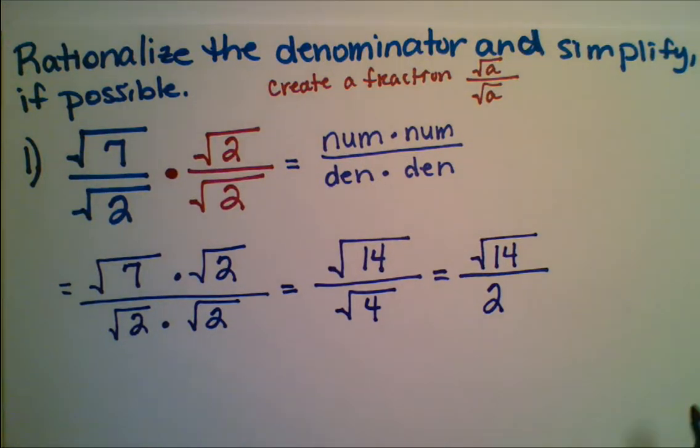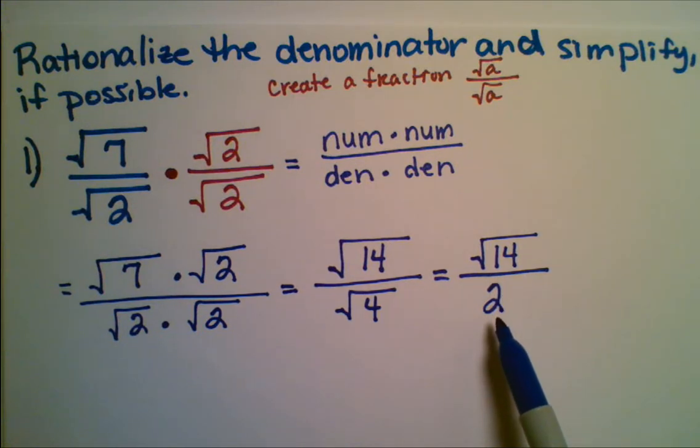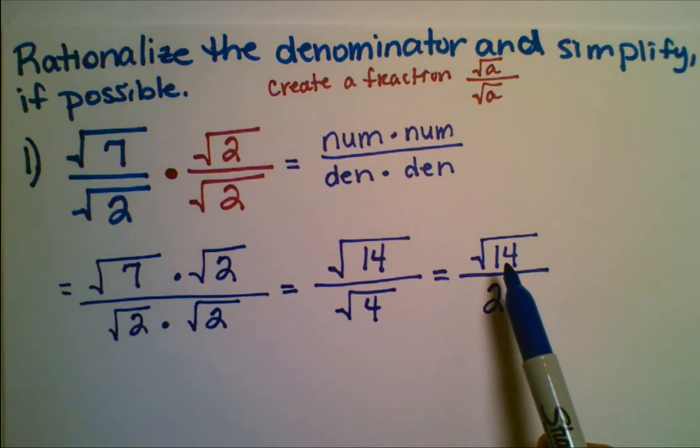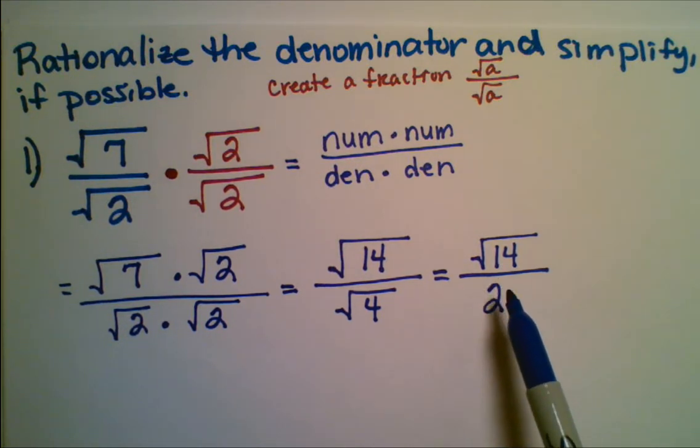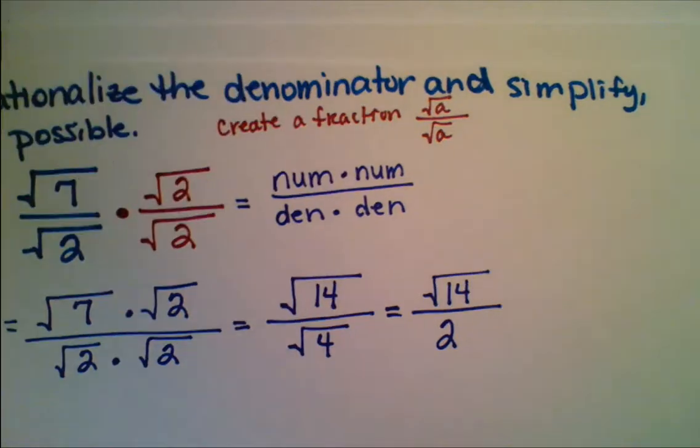Now, once we multiply and simplify the radicals, do not take this 2 and try to divide it into this 14. The only way that you will be able to do that is if this 2 had been a radical. This 2 is not a radical. So it must be a radical with a radical for you to divide. So we're going to leave our answer as such, the square root of 14 over 2. Next example.